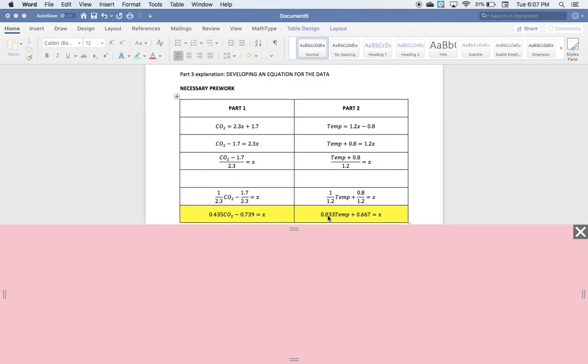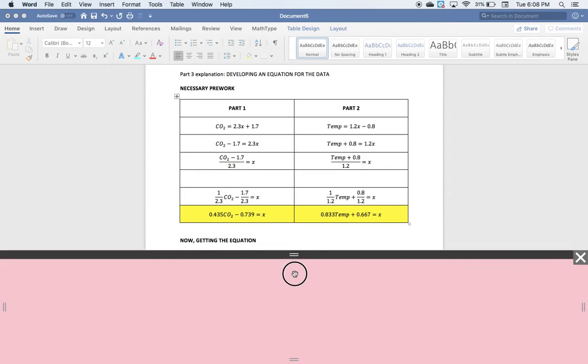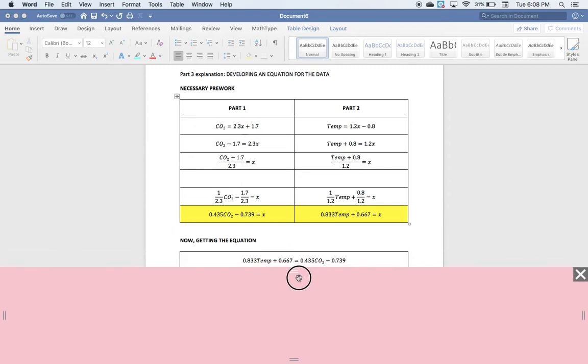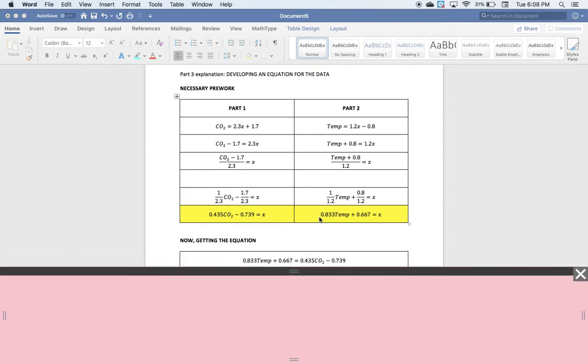These are the two equations that we're going to use to establish part three's line of best fit equation. Notice how both these equations equal x. They both equal the same thing. So that means that 0.435 CO2 minus 0.739 has to equal 0.833 temperature plus 0.667. Let's set those equal to each other, and you'll see that I did exactly that here.